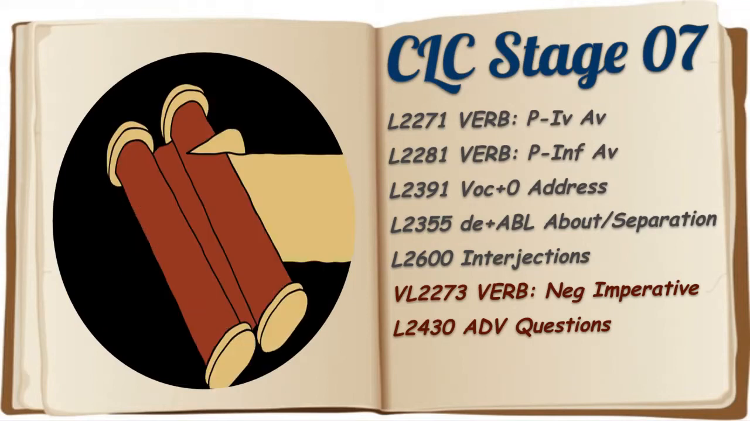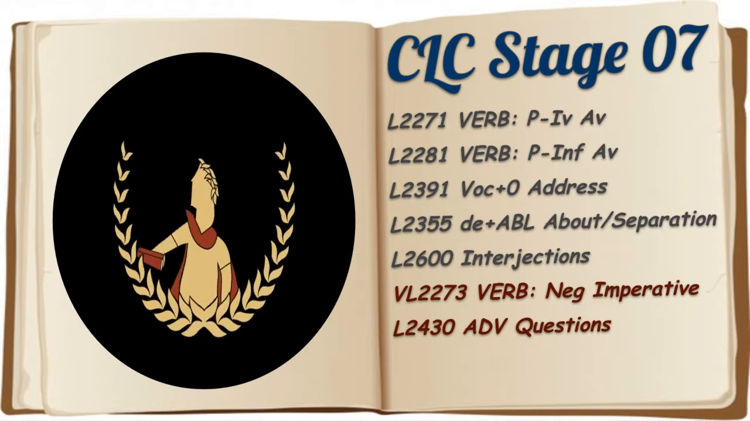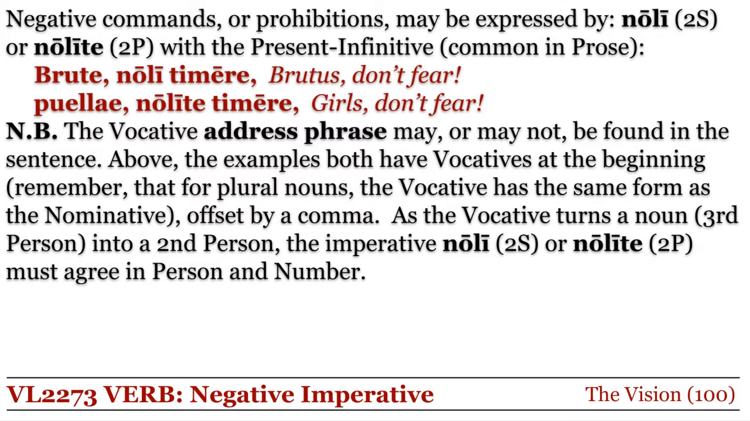Now let's play with the negative imperative. The negative imperative is when you give a command in the negative. And it's formed a little differently. You'll use two things. One, you'll use the noli or nolite, don't wish, or nolite, y'all don't wish, with the infinitive to create a negative imperative, a commandment, don't do it. So Brutus, don't fear. But when you're talking to girls, it'd be nolite timere, girls don't fear.